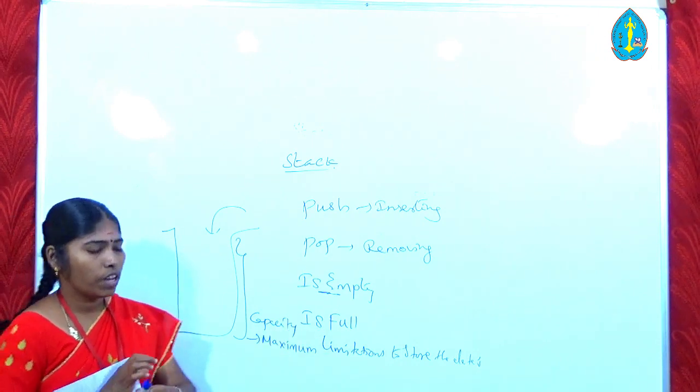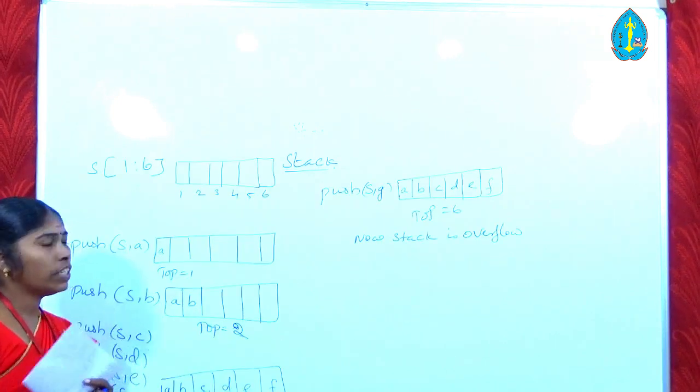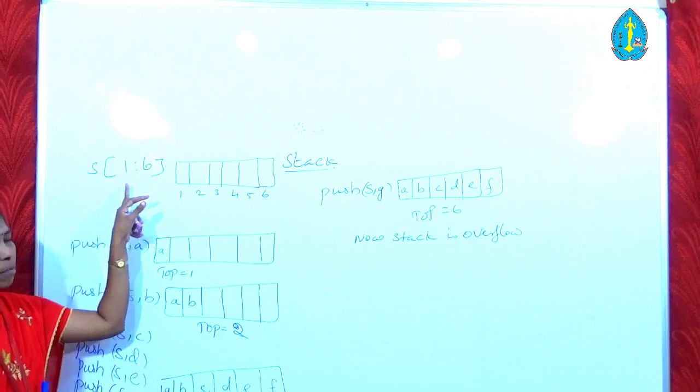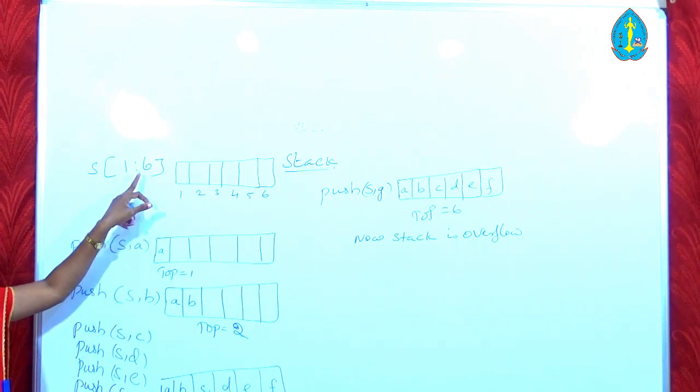Now we have two examples with stack operations. Here we start the examples of push operations for a stack. The maximum limit, that is the capacity of the stack, is 6.